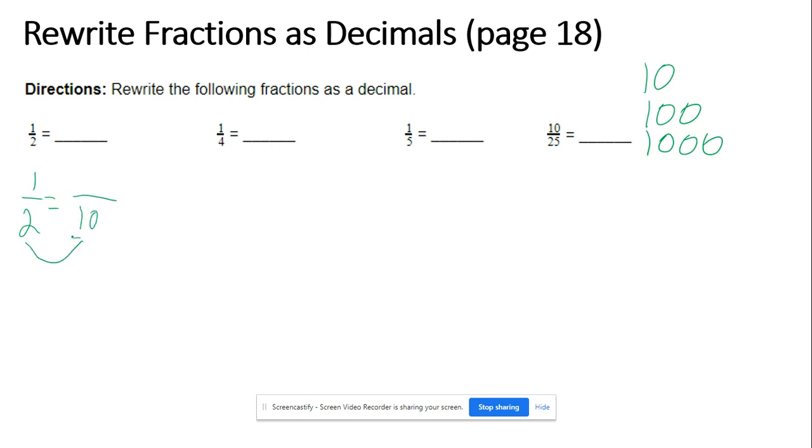We can multiply 2 by a number to get to 10, and that number is 5. 2 times 5 is 10. So let's multiply the numerator by 5. 1 times 5 is 5. So 1/2 is equal to 5/10.